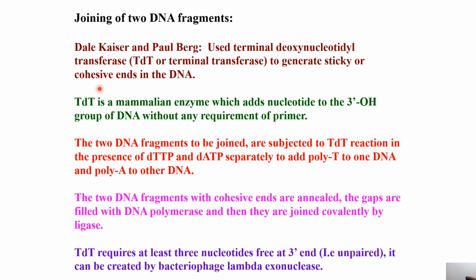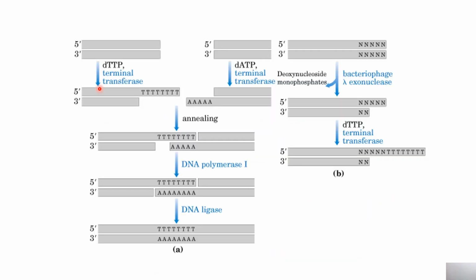For joining of the two fragments, TdT is a mammalian enzyme which adds nucleotides to the 3' OH group of DNA without any requirement of a primer, and the two DNA fragments to be joined are subjected to the TdT reaction. Separate reactions with dTTP and dATP add poly-T to one DNA and poly-A to the other. The two DNA fragments with cohesive ends are annealed. The gaps are filled with DNA polymerase, and then they are joined covalently by ligase. TdT requires at least three nucleotides free at the 3' end, which can be created by bacteriophage lambda exonuclease.